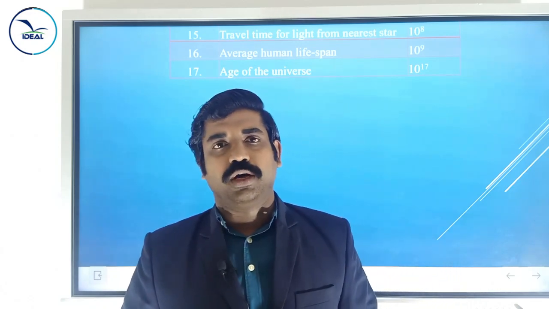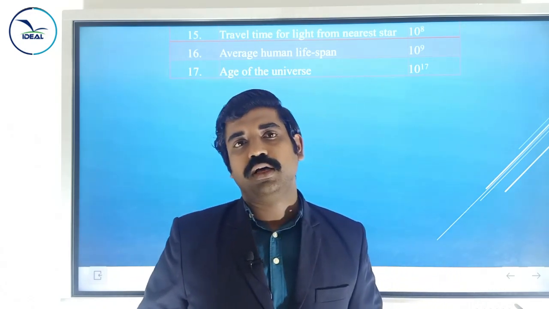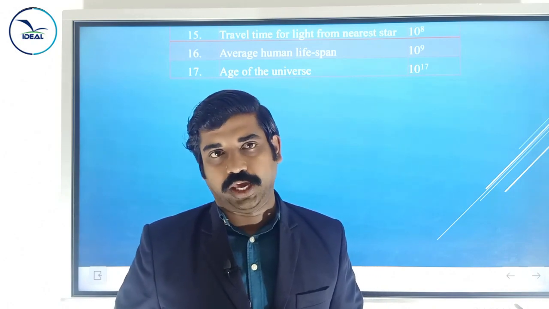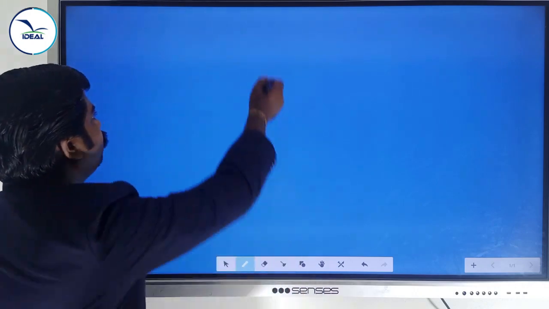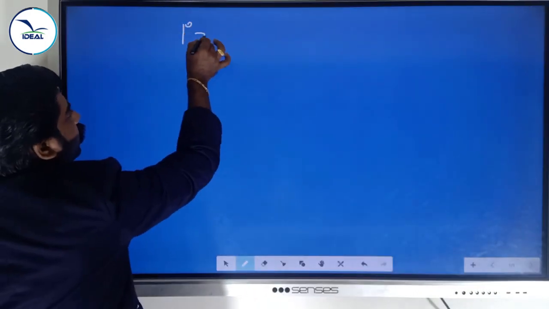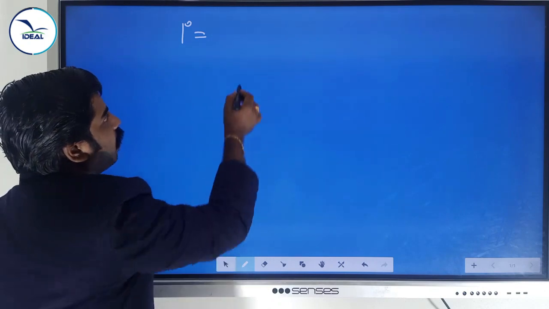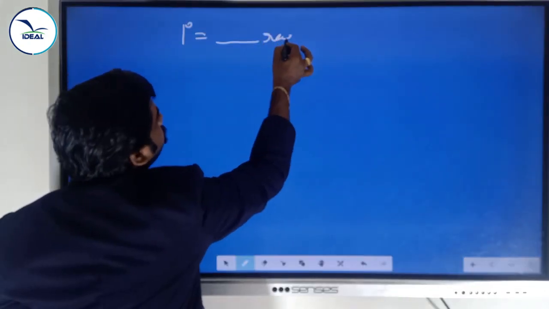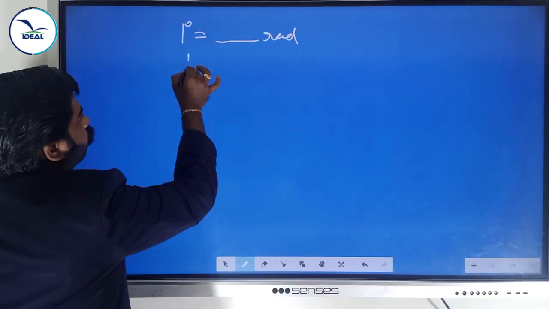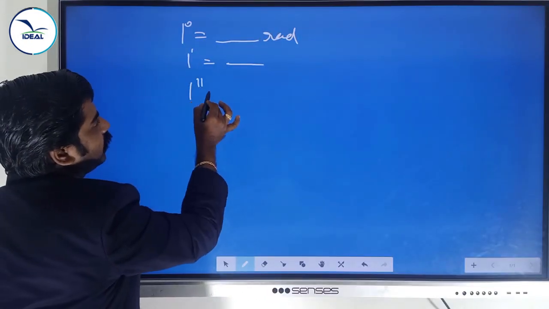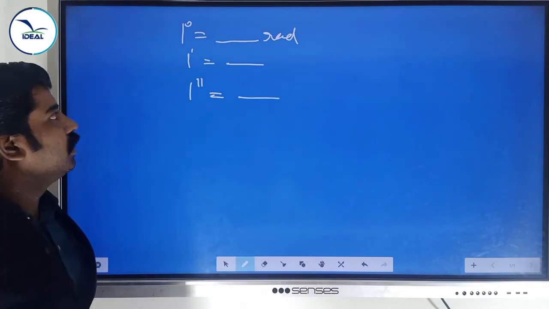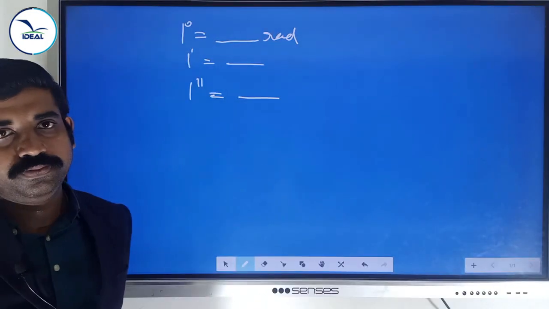Okay, now we are moving to our problem part. We can directly go to our questions. The first question, we want to convert degrees into radian. We want to find the values for 1 degree is equal to how many radian, and 1 minute is equal to dash radian, and 1 second is equal to dash radian. That we want to find out.